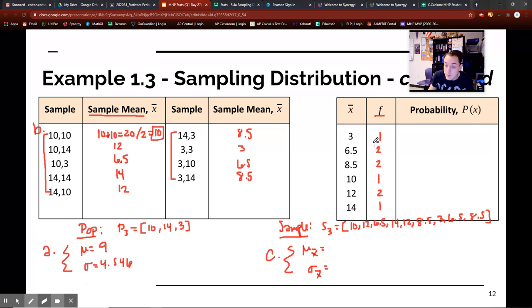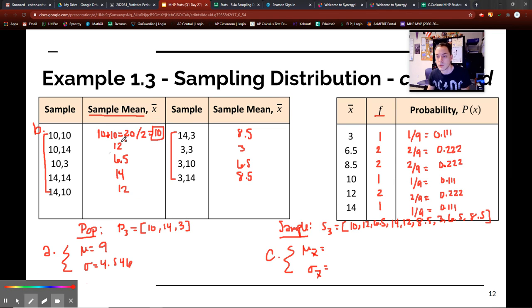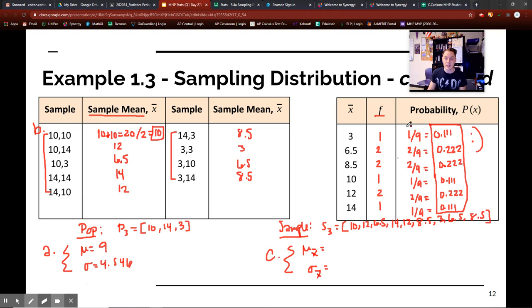So what does this mean? This means I'm going to take my frequency, 1, divided by the total number of sample means I have, which is 9. I'm going to take this, 2 divided by 9. This is going to be 2 divided by 9, 1 divided by 9, 2 divided by 9, and this right here is 1 divided by 9. Okay? So do that real quick, and then you'll see the answers right now. Sweet. So these are my probabilities, and these are some of my answers. They may or may not ask for these probabilities, guys, but I like to do them just in case.